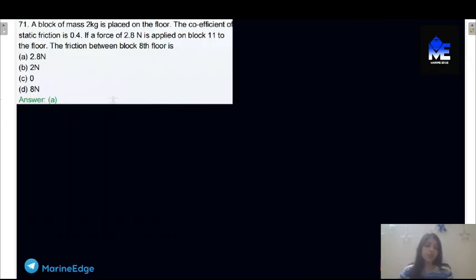Now, for the first question, a block of mass 2 kg is placed on the floor. The coefficient of static friction, μs, is given as 0.4. Now, if a force of 2.8 Newton is applied on the block onto the floor, what is the friction between the block and the floor? This is the force that the person is applying, the applied force. How much is the force of friction?